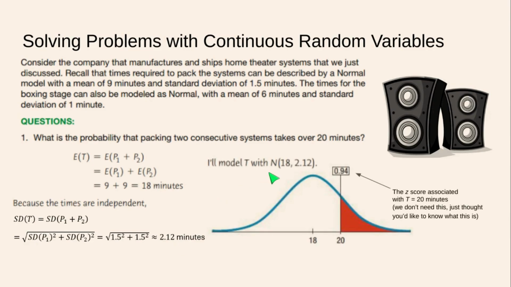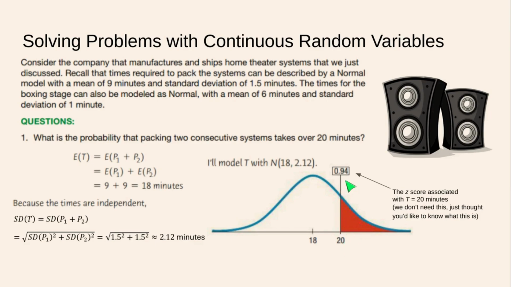So we are going to use the normal model, centered at 18, standard deviation of 2.12, and we want to find the odds of being above 20 minutes. The mean is 18, standard deviation is 2.12. What are the odds? What's the area over here in red that we are above 20 minutes?